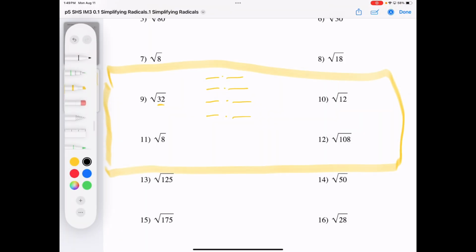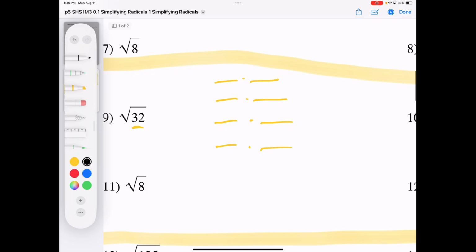Araceli, can you tell me all the numbers that multiply to be 32? Okay, 4 times 8. Keep going.